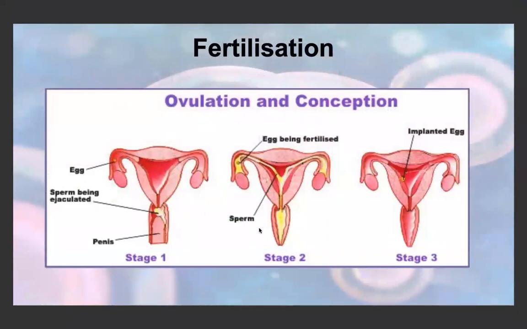You can see just another image of how fertilization occurs. The penis is inserted, sperm is ejaculated, and it moves up through the uterus into the fallopian tube. The egg is then fertilized, and it moves along the fallopian tube where it's implanted in the uterine wall.